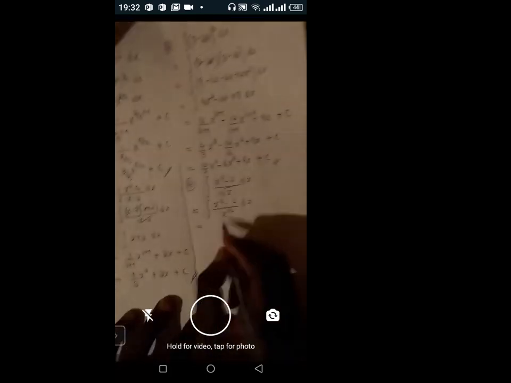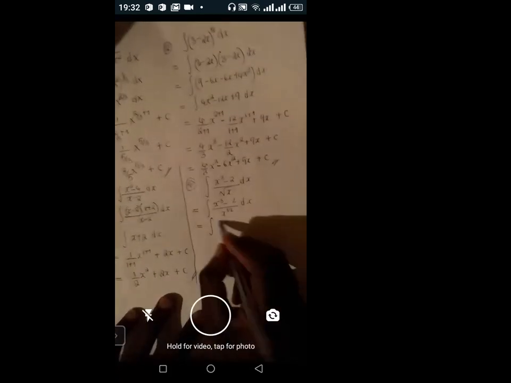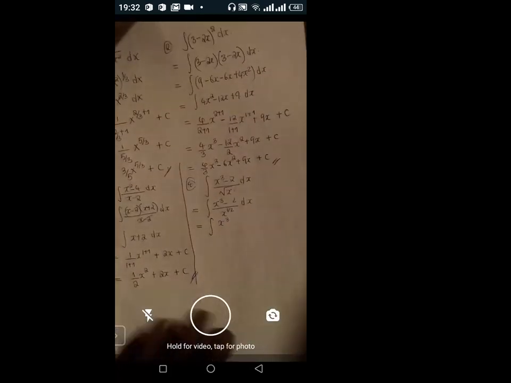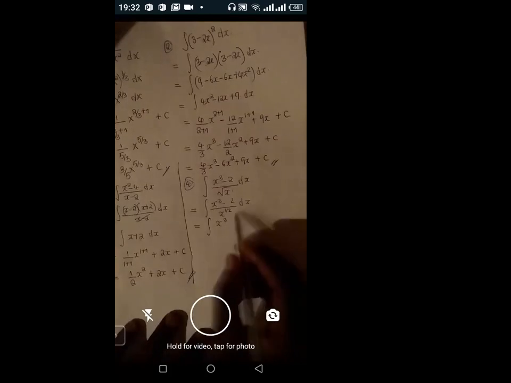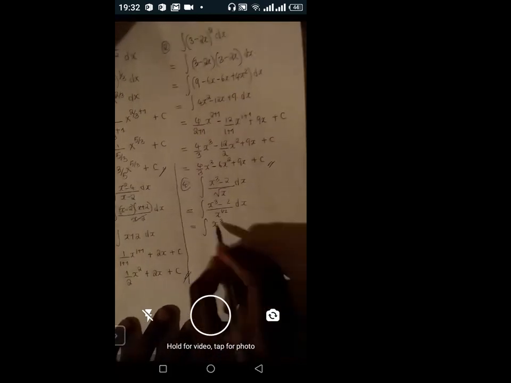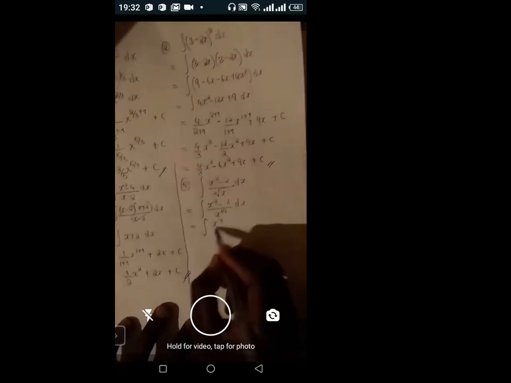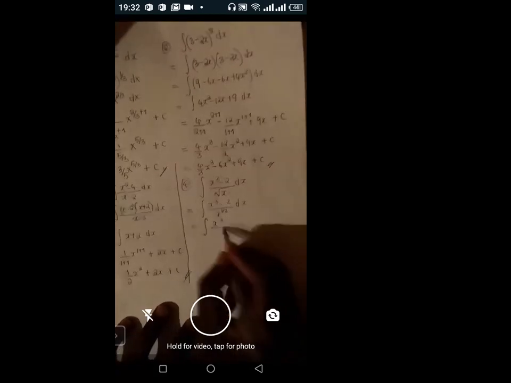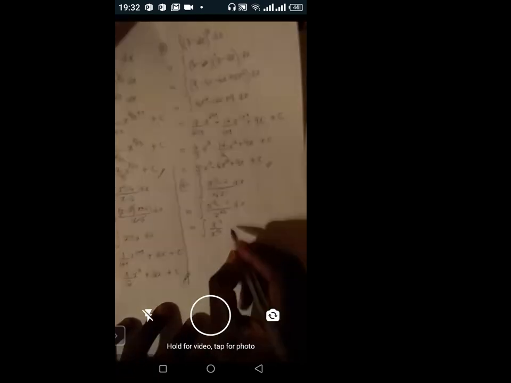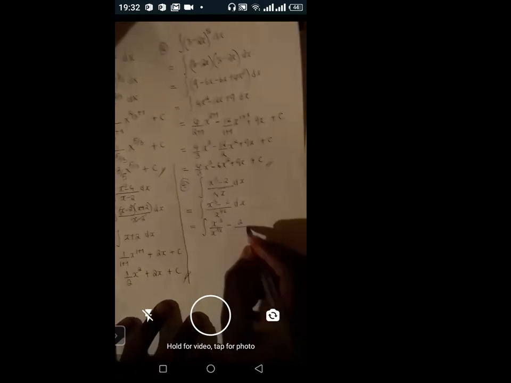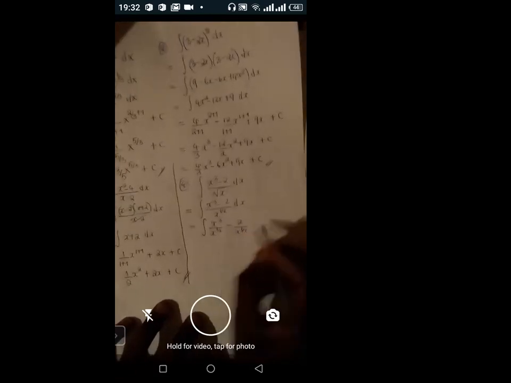This one is equal to the integral of x to the power 3. I'll be going step by step. I don't want anyone to miss a step, so that you'll be skipping the unnecessary steps when you're doing the questions. So I'll be going step by step. Then over x to the power 1 over 2, then minus 2 over x to the power 1 over 2 dx.